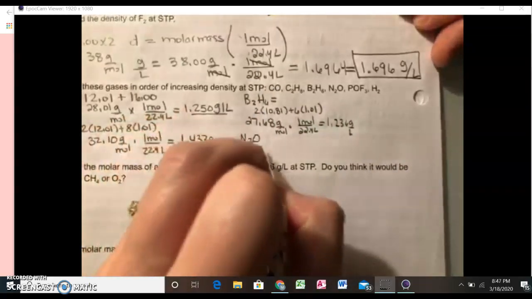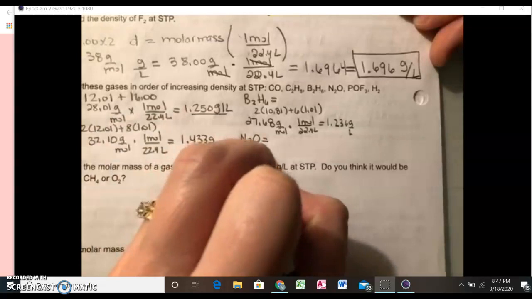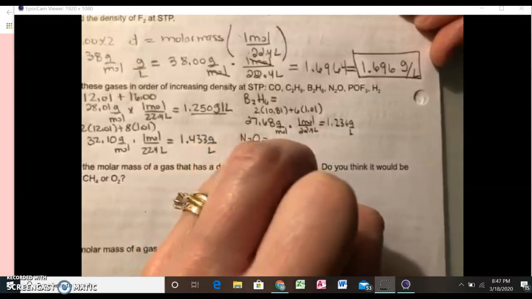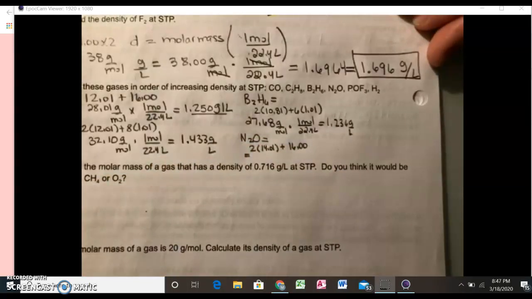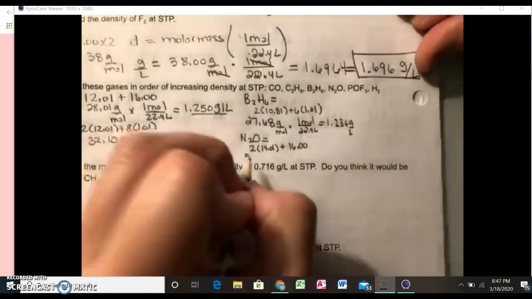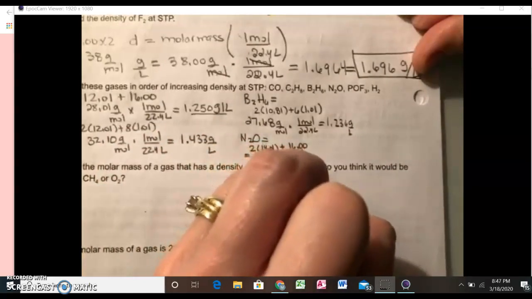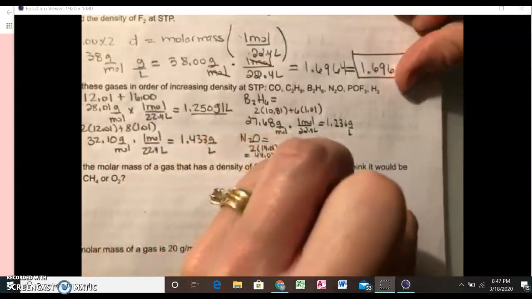Then we need to do this for N2O. So we have 2 times 14.01 plus 16. And I get 44.02 grams per mole multiplied by 1 over 22.4, 1.965.